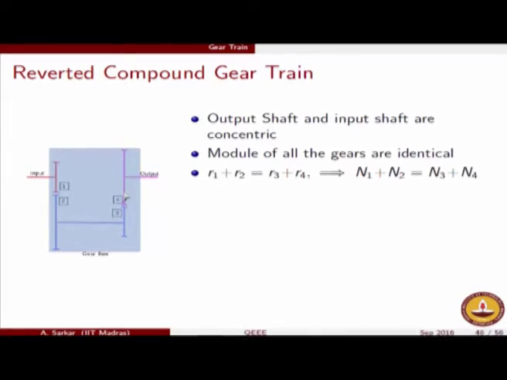R4 is the radius of this magenta gear, and R3 is the gear which is mounted on this blue shaft and which is denoted here. So geometrically it is very clear that R1 plus R2 has to be equal to R3 plus R4.